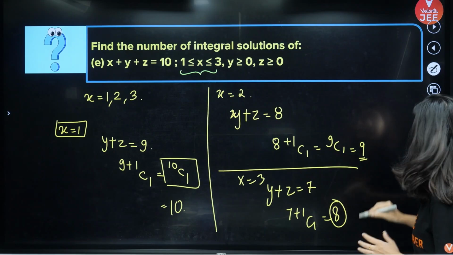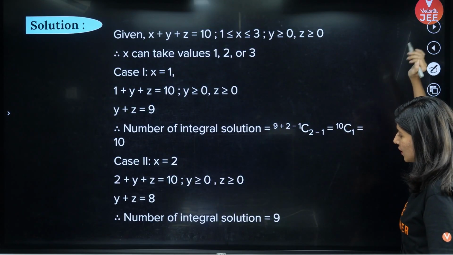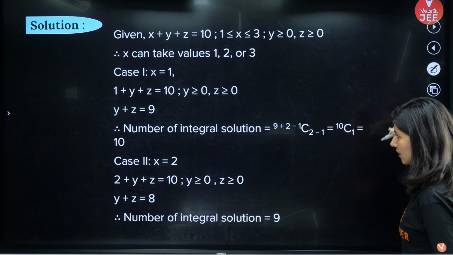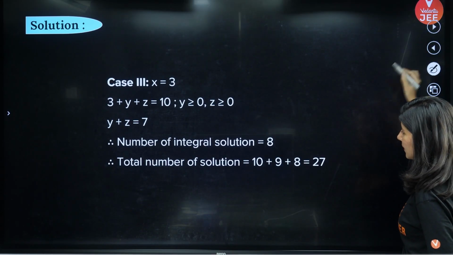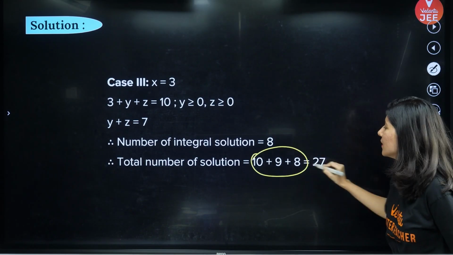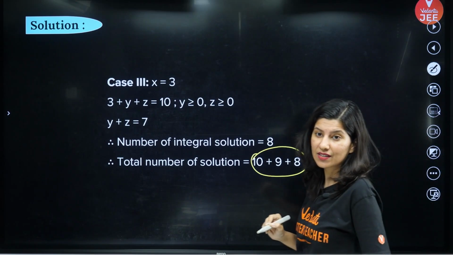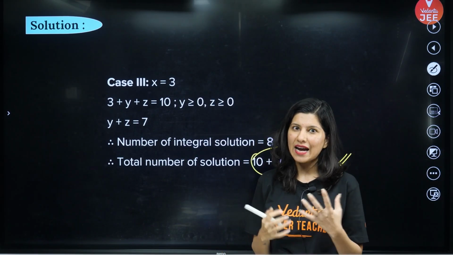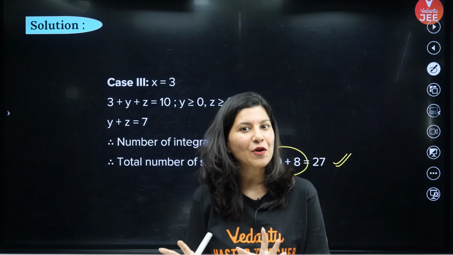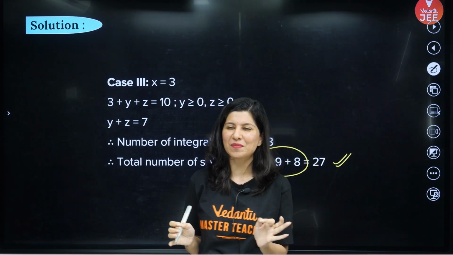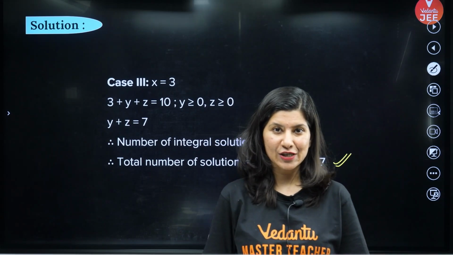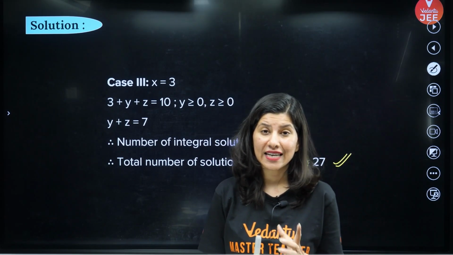Clear? Yes. Any doubts? Any confusion? So yes, finally, the final answer will be what? 10 plus 9 plus 8, that is going to be 27. 27 is the correct answer. Okay, so I guess we are done with the beggars method as well, and this brings to the end of the permutation and combination session number 2. I hope that you have enjoyed today's session, and I'm going to meet you in the next session.